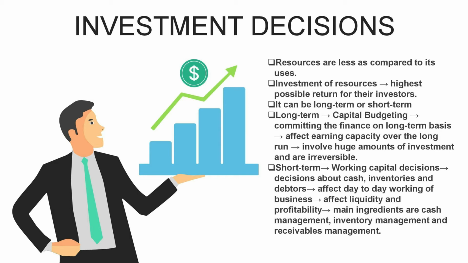The long term investment decisions are known as capital budgeting decisions, which affect the finances of an organization in the long term. Of course these decisions affect the earning capacity over the long run and also involve huge amounts of investment, and such decisions are irreversible in nature. That means once you have identified what kind of investments or how much of these investments go towards the fixed assets, such decisions cannot be reversed.